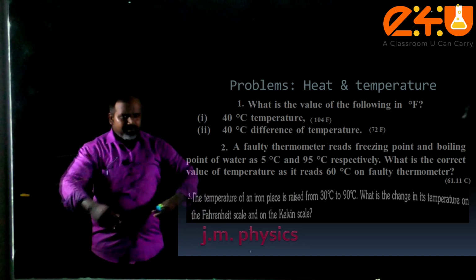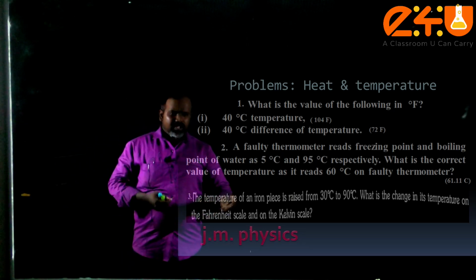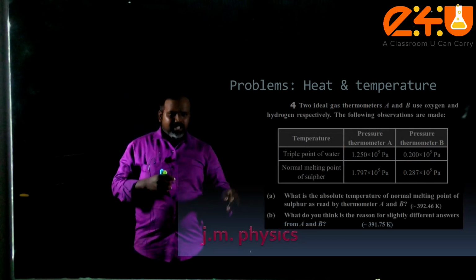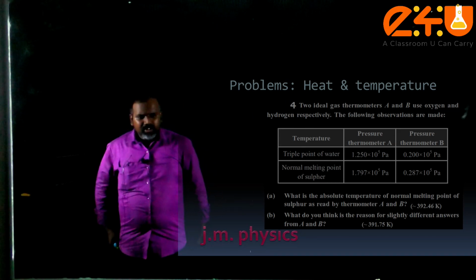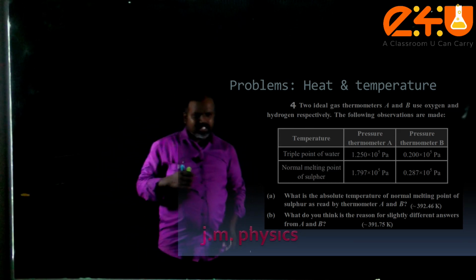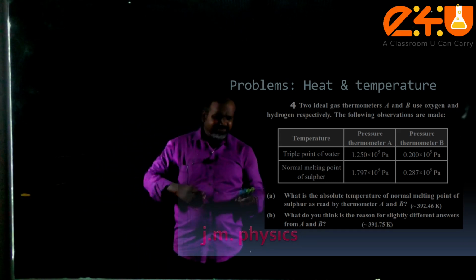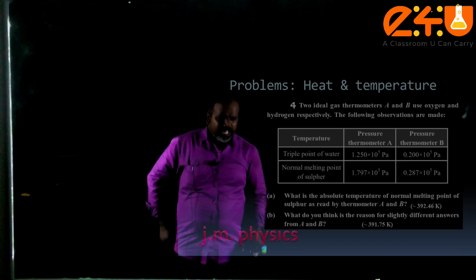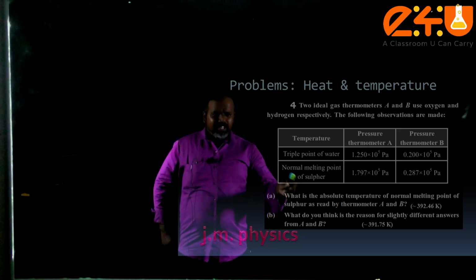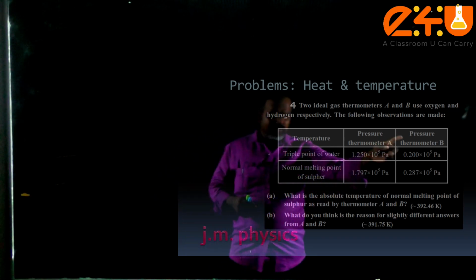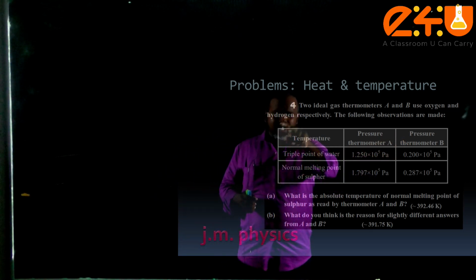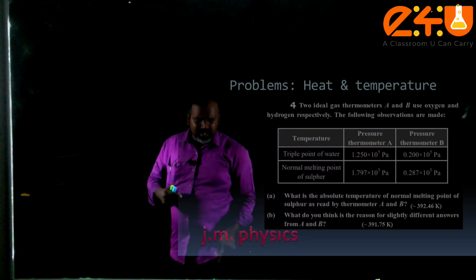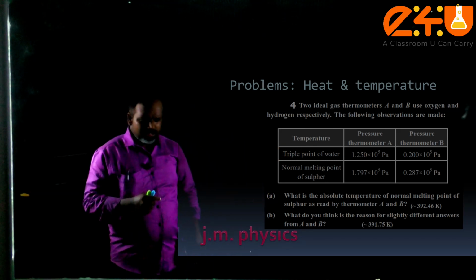So the next sum, question number 4. Just to see that there is a gas thermometer which is used in two ideal gas thermometers A and B. We are using two gases, one is oxygen and another one is hydrogen. They are asking what the data given in the question are.